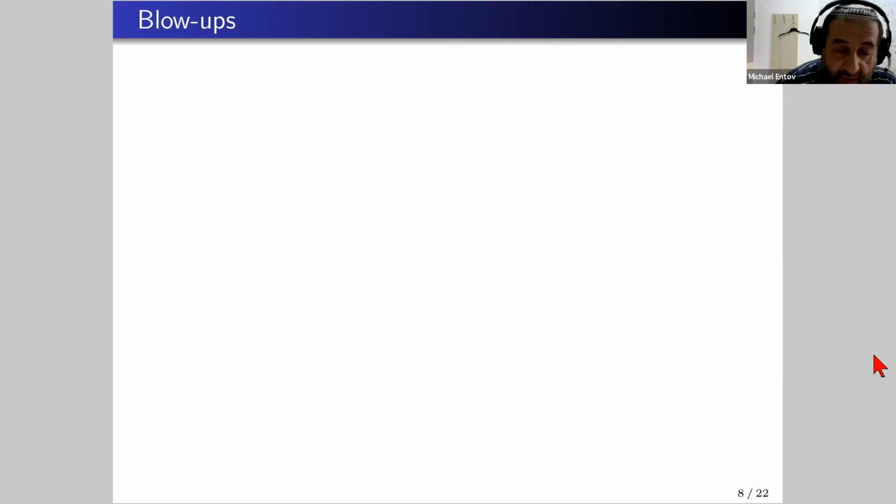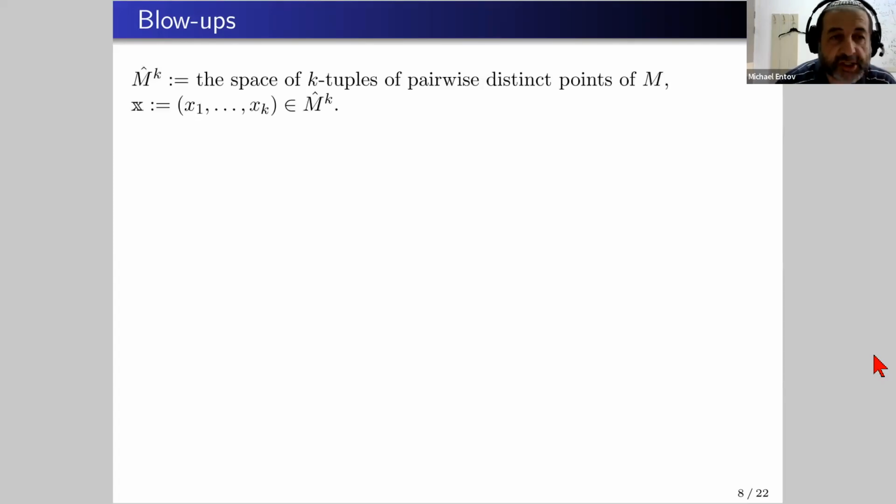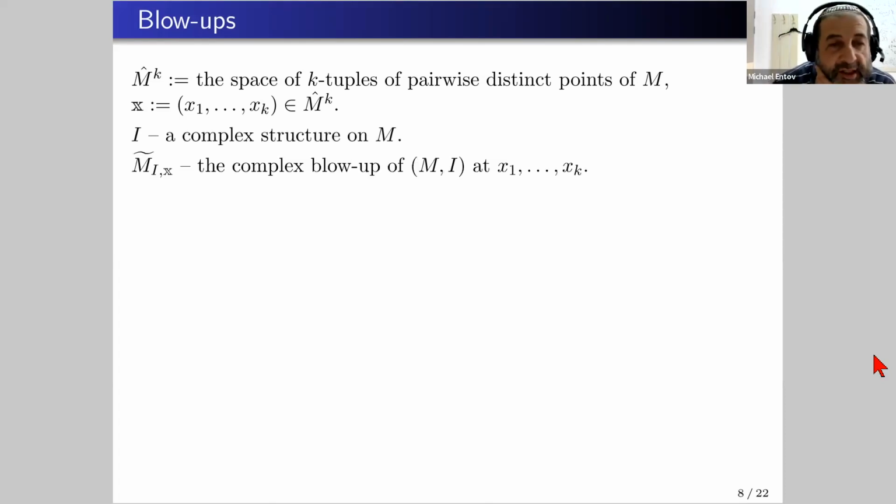Okay. But for this, I need a bunch of notation. So if I have a k-tuple of points of M, I'll denote it by bold X. Here, bold X is just a k-tuple of pairwise different points on M, and M hat K is just the space of all such k-tuples of pairwise distinct points of M. Okay, and assume that I have now a complex structure on M, then I can consider the complex blowup of the corresponding complex manifold M_I at the points x1 up to xk, and this will be denoted by tilde M with the indices I and bold X.